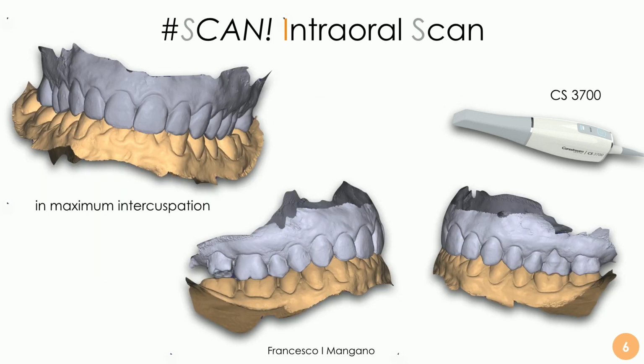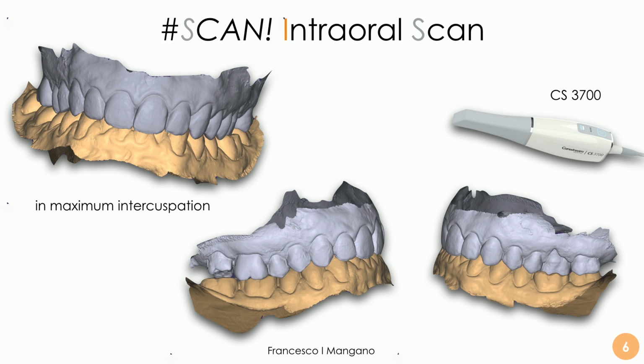No issue at all. We need to capture the model in maximum intercuspation, so please be careful when you capture the bite, because you need to transfer this information to the dental technician. Check that the patient is really closing well, check that the patient is not moving exactly in this moment, check that the intensity of the maximum intercuspation is the correct one. You can check it intraorally, you can capture 2 or 3 bites per side in order to be sure that everything has been made correctly.